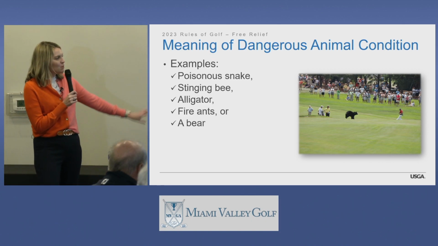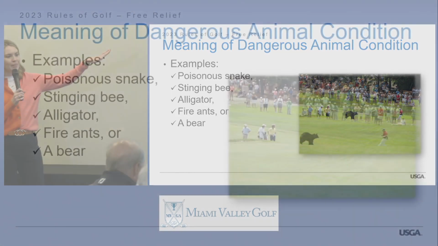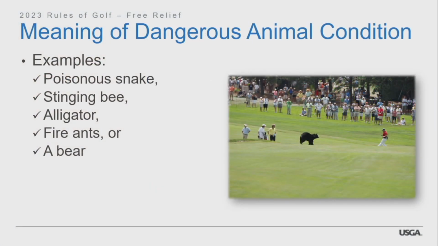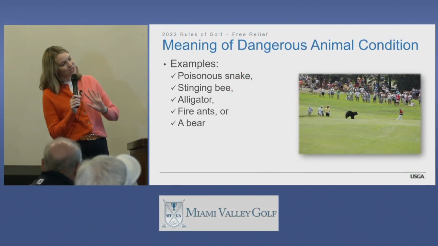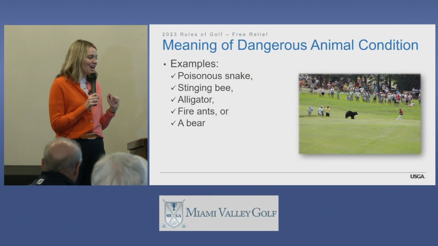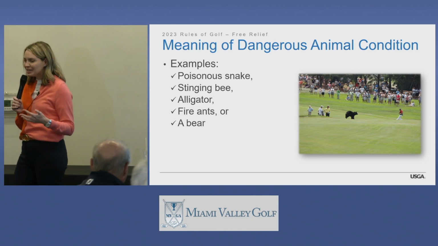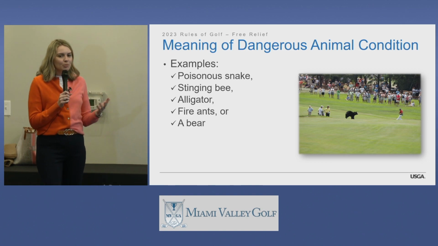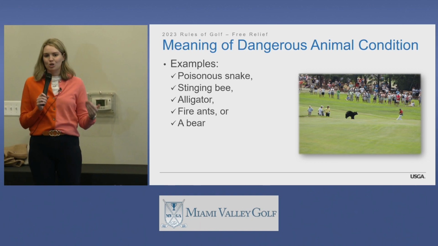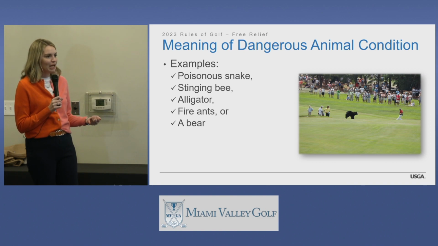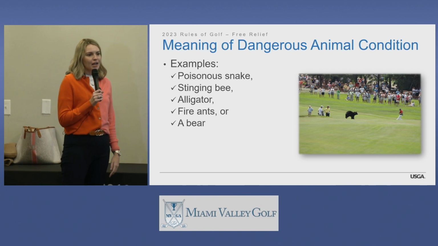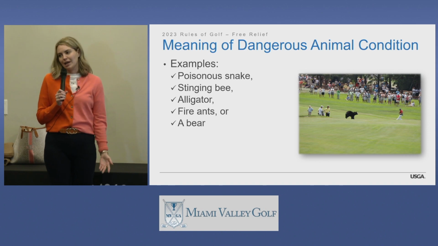I know sometimes people will see the poisonous snake on that list and then get a little wrapped up in that and think, well, what about a regular snake? I'm personally not going to take any risks to try to figure out whether or not a snake is poisonous or not. We can go ahead and give relief. This is a rule that typically we're going to be perhaps a little bit generous to the player, right? There's a potential cause for physical harm. Let's err on the side of caution and make sure that we get this player somewhere safe that they can play from.